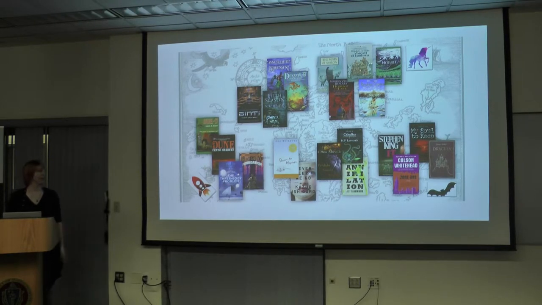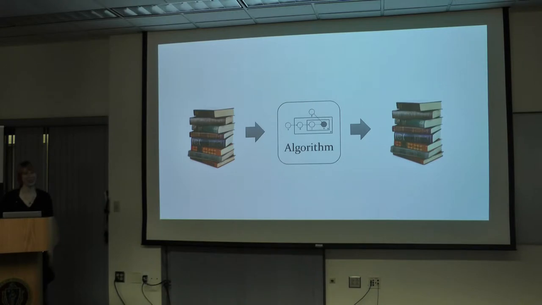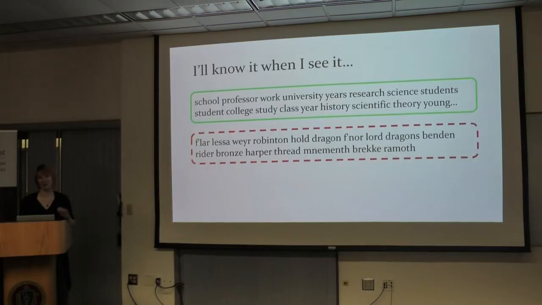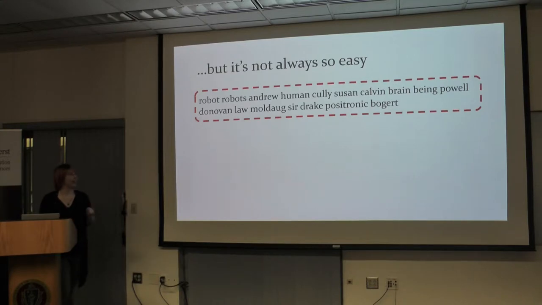And so we might think that we could use an algorithm such as topic modeling to help us gain insights about genre. Unfortunately, the big takeaway is that sometimes it's not actually quite as easy as that. If we look at this topic, there are some names in here, but we also have some words that seem promising, like robot, robots, human, brain, law.